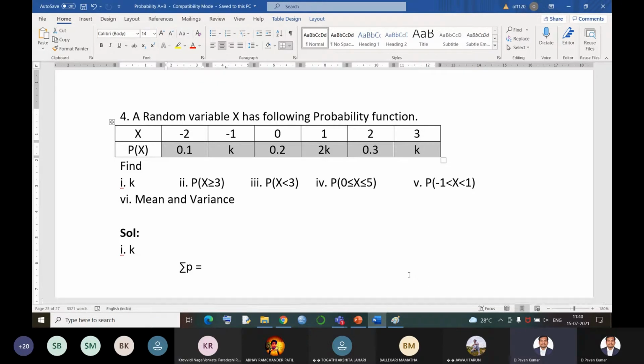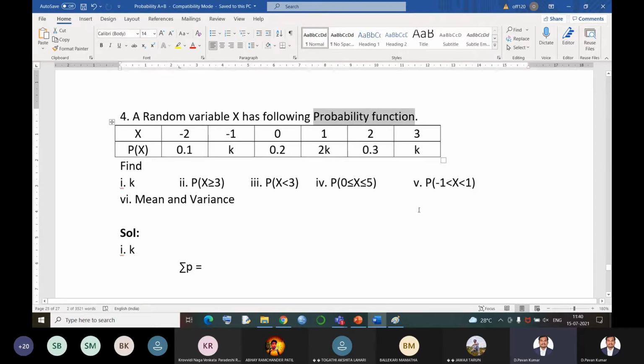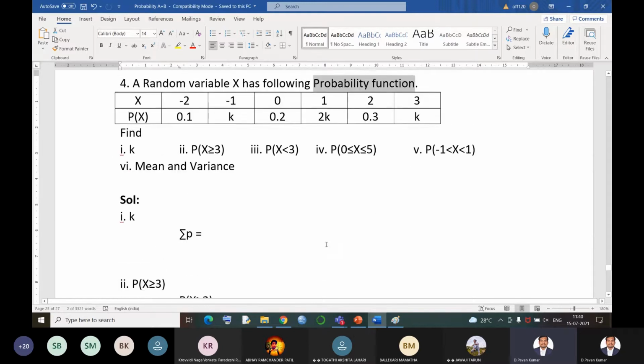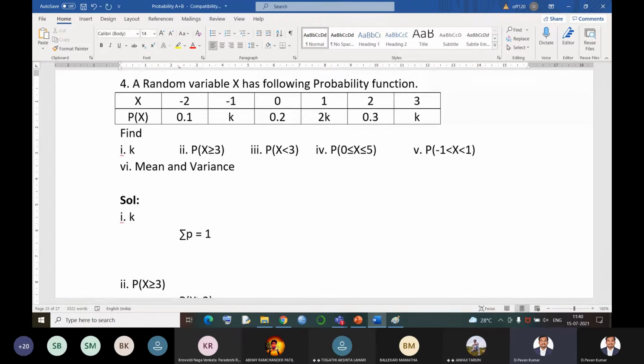So what is the variable here? It is k. Now, finding out the value of k by using a condition which is called a probability function. Probability function means the total probability is equal to 1. So they are saying summation p is equal to 1. So let us substitute the values of summation p here. 0.1 plus k plus 0.2 plus 2k plus 0.3 plus k should be equal to 1.